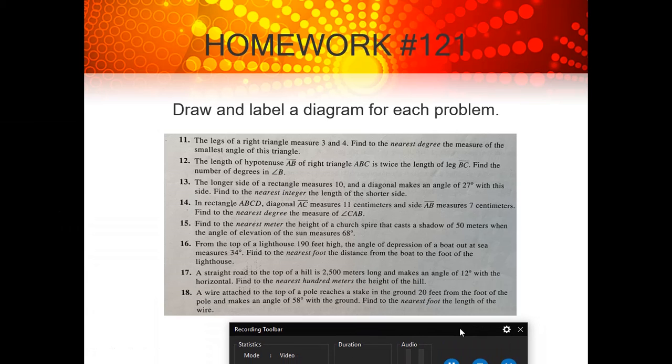Tonight's homework is number 121. You'll see these problems in your home packet. I'll also send a digital copy. Make sure you draw and label a diagram. That's worth a point, and then the solving of it is worth a point. If you can't figure out how to set up your opposite, adjacent, and hypotenuse, please make sure you email me. I'm happy to help you.